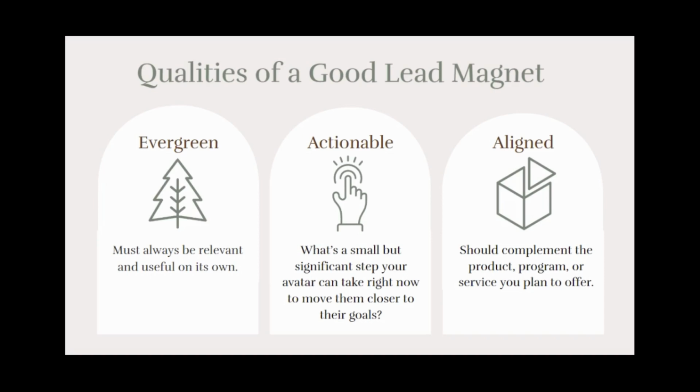The second quality of a good lead magnet is that it's actionable. So you can ask yourself, what's a small but significant step your avatar, your ICA, can take right now to move them closer to their goals? If your lead magnet is in the form of a PDF, we don't want it to just be a big block of text. You want to make it interactive. So you can think about, can you include a checklist or a worksheet or a habit tracker, some way that they can engage with your content rather than just consuming it passively.